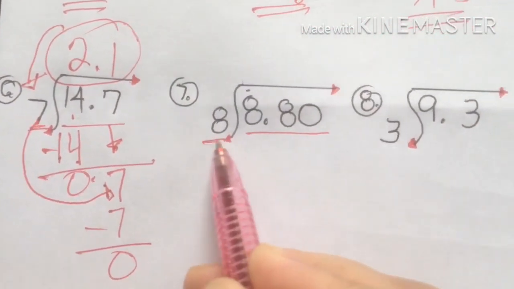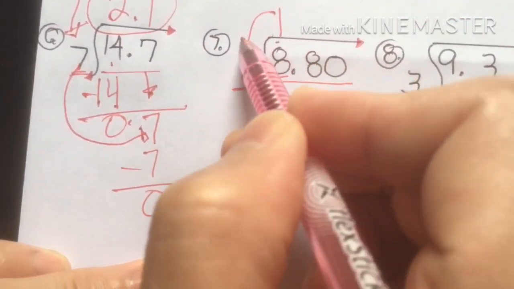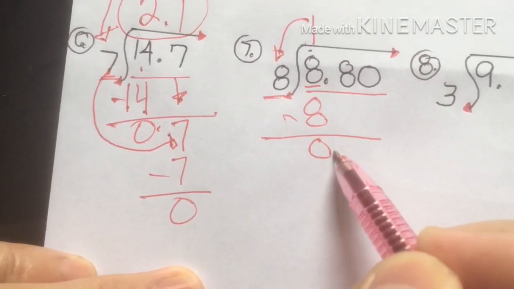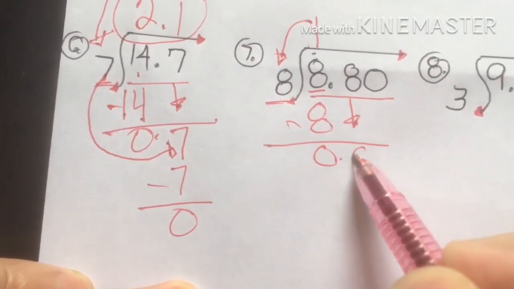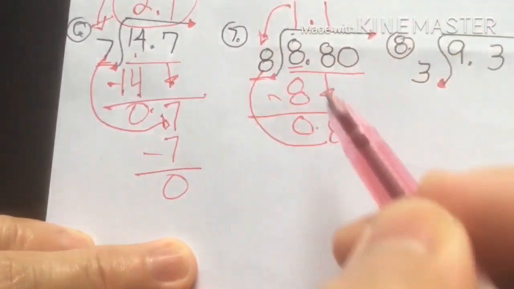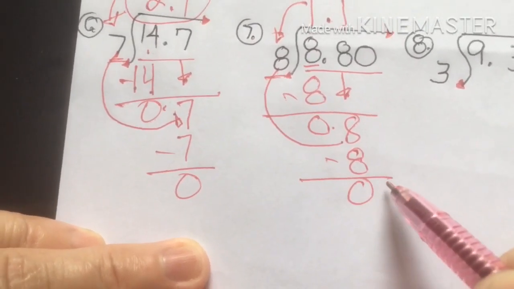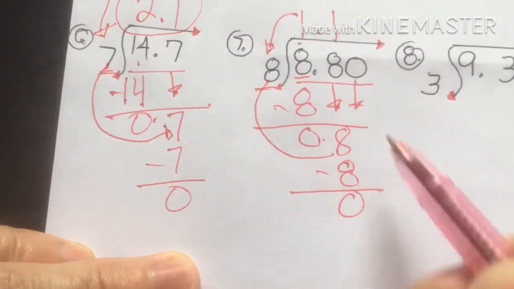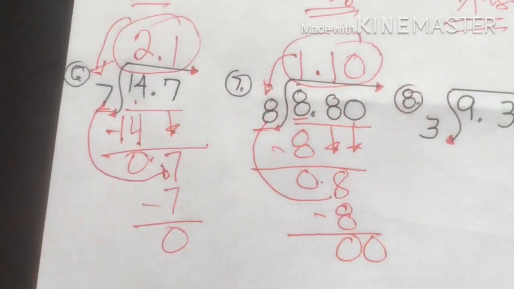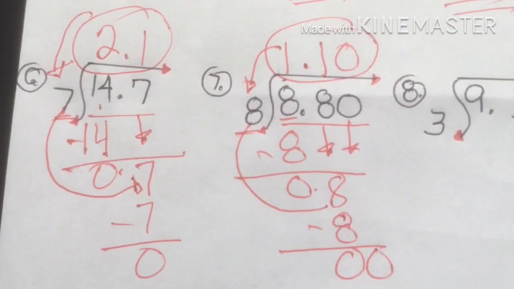Number 7, 8.80 divided by 8. So start with 8 divided by 8. The answer, class, is 1. Multiply, we just copy there 8, subtract, that's 0, bring down 8 here, divide, so we're going to write 1. 1 times 8 is 8, subtract, that is 0, so bring down 0 here, so we are going to add, so the answer is 1.10 is our quotient.